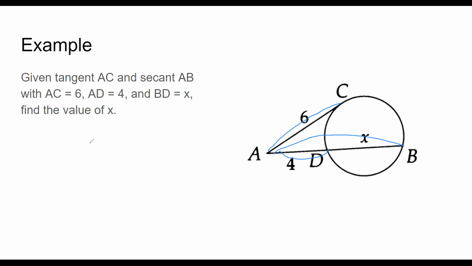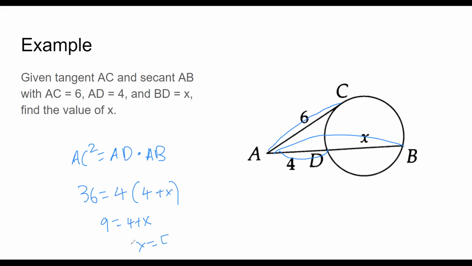So I guess I'll just do it then. So we can say that AC squared equals AD times AB. So that tells us 36 is equal to 4 times AB, which is this total length here, which is 4 plus X. Then we can just solve this equation, divide both sides by 4. X equals 5. So that's just the application of the equation.